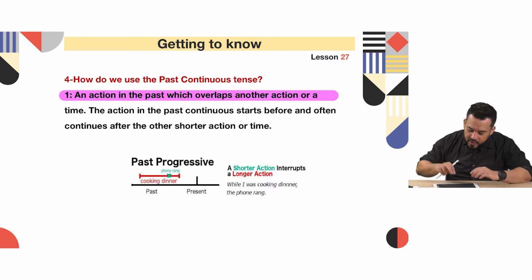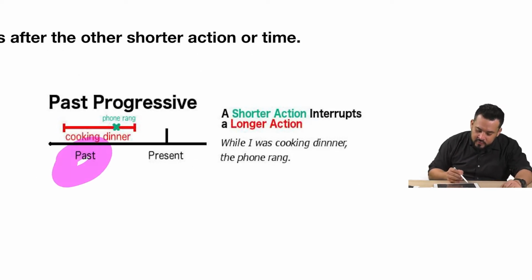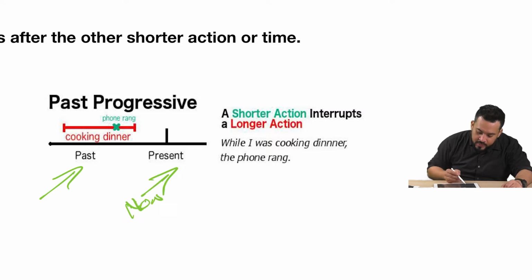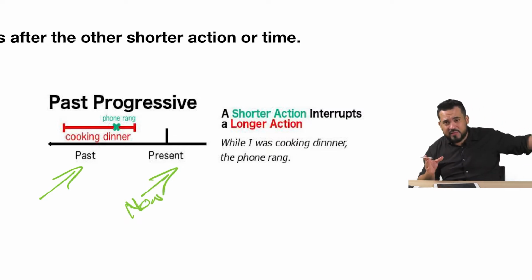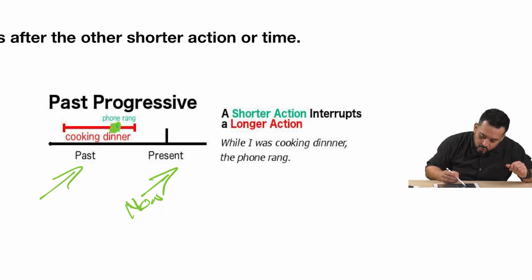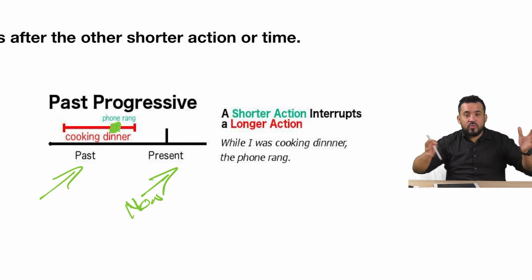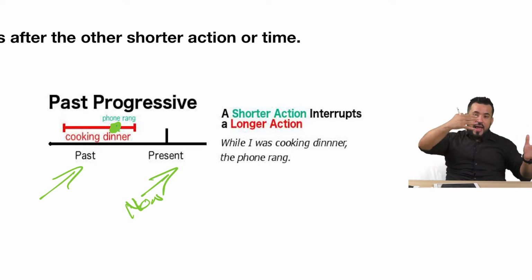Let's take a look. Let's say this is the past and this is the now. Okay, I was cooking dinner. Sometime in the past, I was cooking dinner. And then the phone rang at this point. It interrupted my dinner cooking. So something was happening in the past and another thing happened that interrupted it.